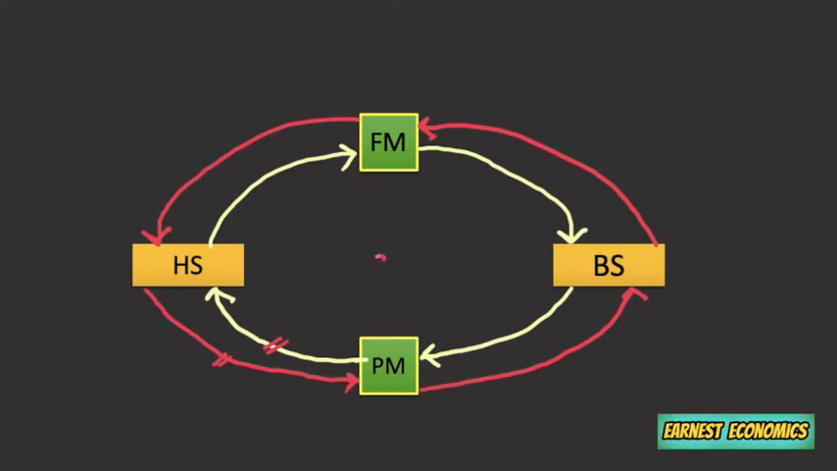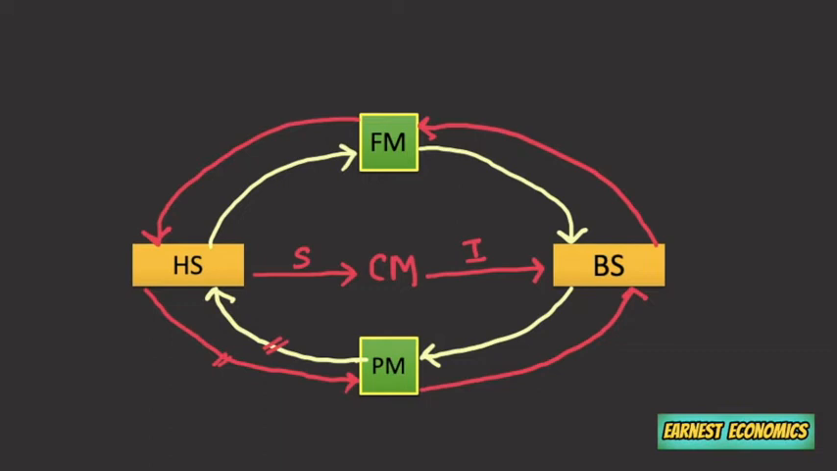Now you can add here the capital market, which plays the role of channelizing the savings made by the household sector, and they channelize these savings towards the business sector where these savings are converted into investment by the business sector, and these are the things that we have already learned in the last lecture.